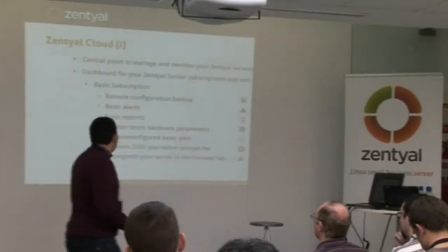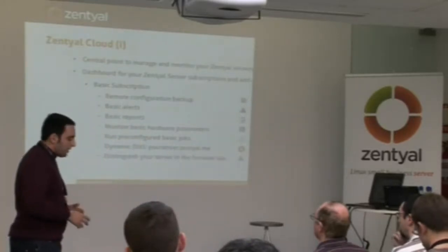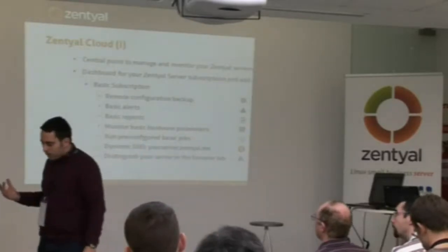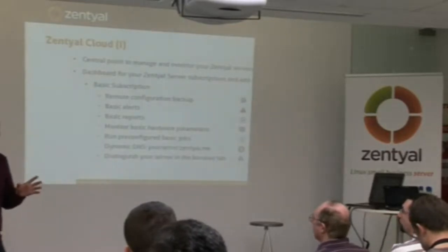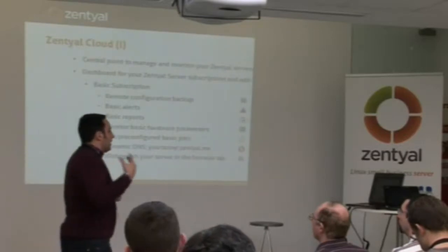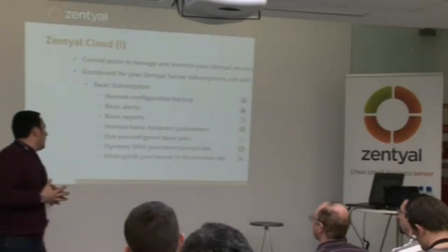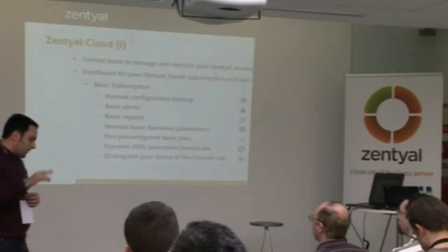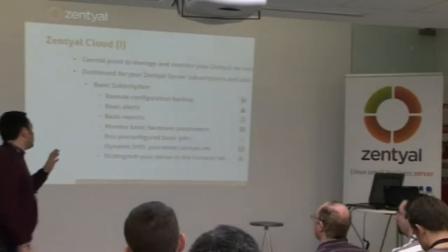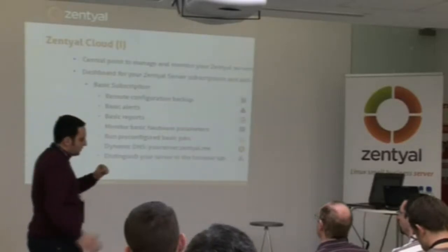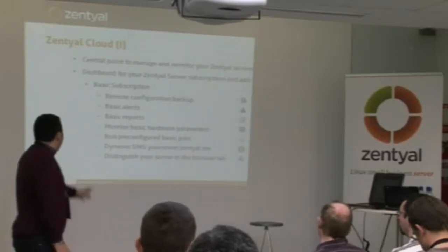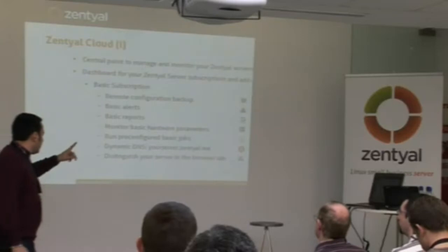You can also run pre-configured basic jobs. If you have several servers, maybe you want to run several jobs, several scripts, on all servers. With Zentyal Cloud, doing this is very simple: you just say, okay, run this script, the one that you uploaded, on all servers. This is all included in the enterprise subscription, but here you can take a look at three basic jobs. And we can also have dynamic DNS.